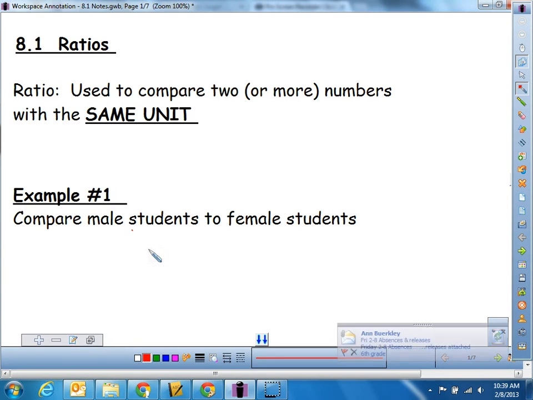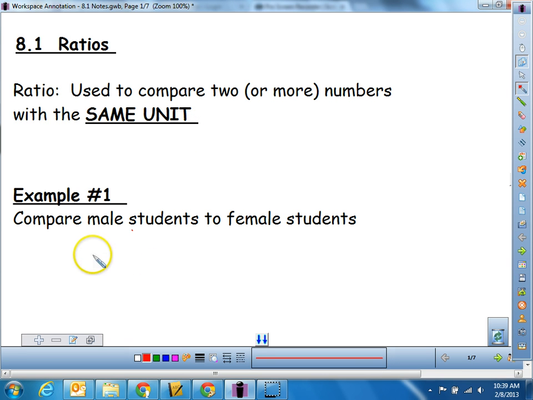We're going to be talking about ratios, rates, and percentages in this unit. We're going to start out with ratios, and it's important for you to know what a ratio is. A ratio is used to compare two or more numbers with the same unit. So it's important that we realize that it's the same unit.